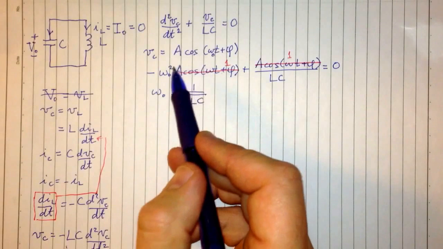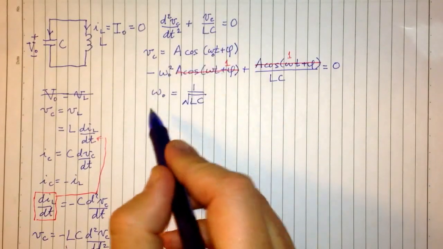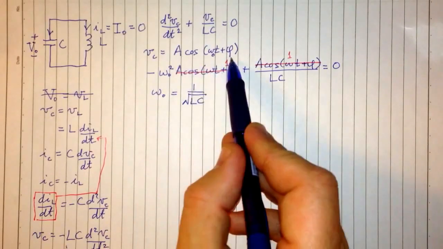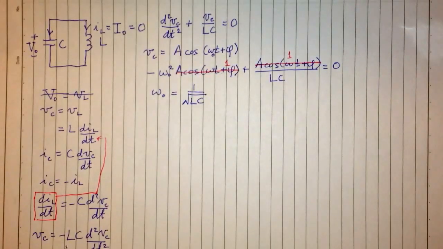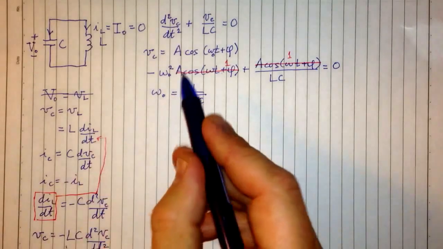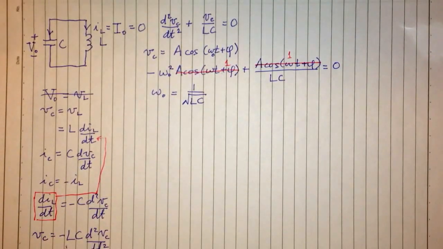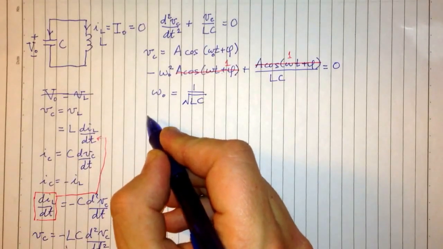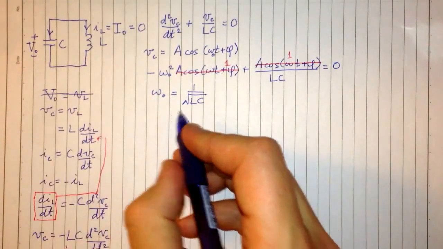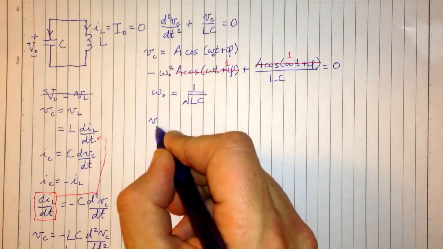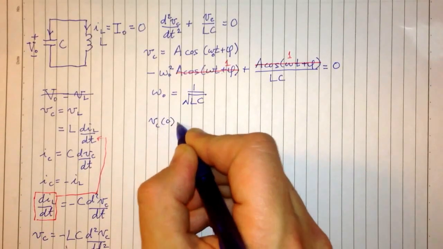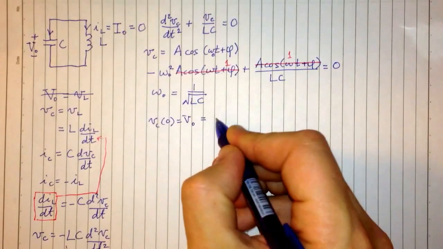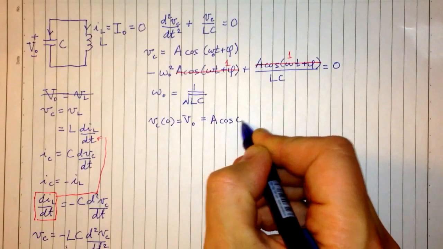So now if we take this form of the solution, we solve for one of the variables. Now we have these two other variables, A and phi. So how are we going to figure out what they are? Well, luckily we have two boundary conditions for this problem. The first boundary condition comes from the voltage on the capacitor at time 0, which is V0, and that's going to be A cosine phi.